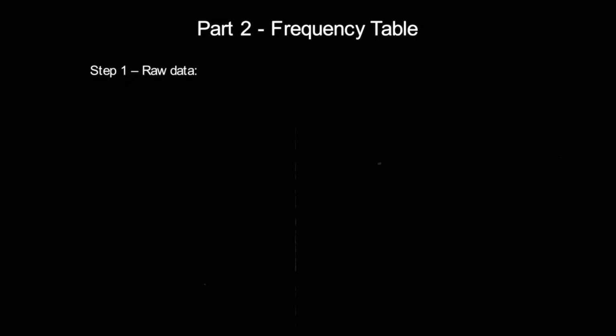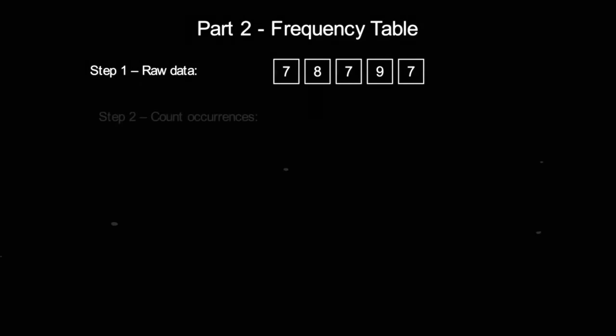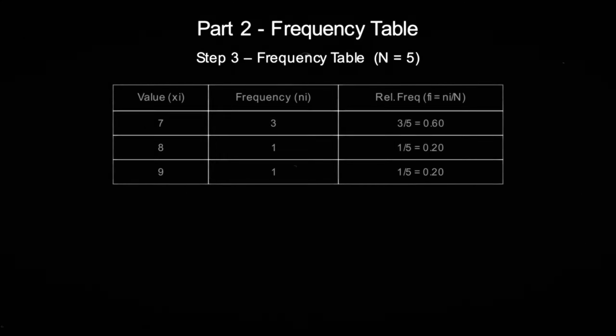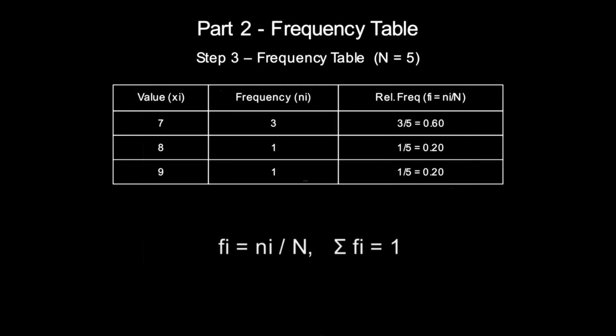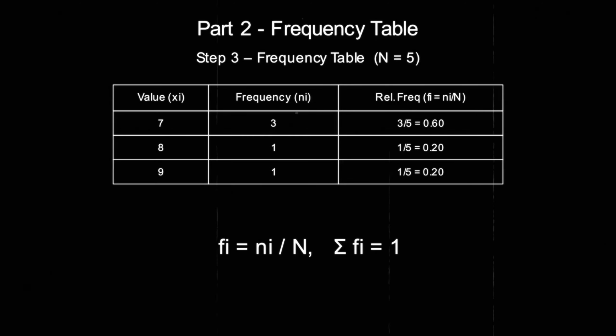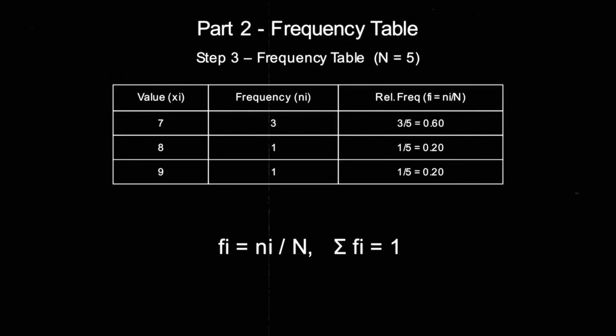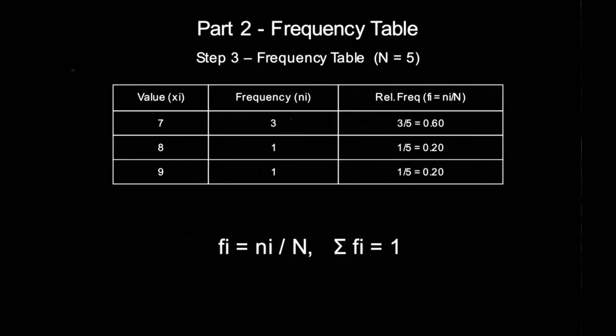Example, test scores of 5 students, 7, 8, 7, 9, 7. Value 7 appears 3 times, so its frequency is 3, and relative frequency is 3 over 5 equals 0.6. Value 8 appears once, so relative frequency is 0.2. Value 9 appears once, relative frequency 0.2. A frequency table gives a quick overview of the distribution.